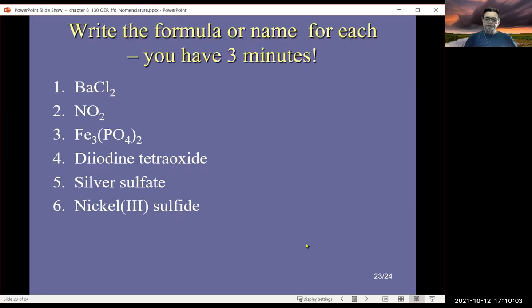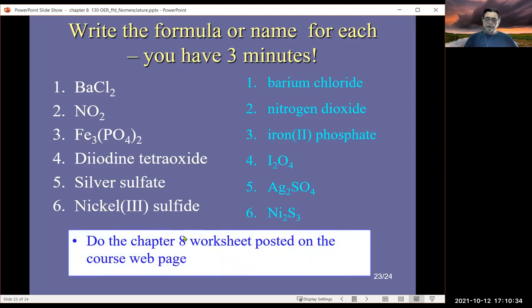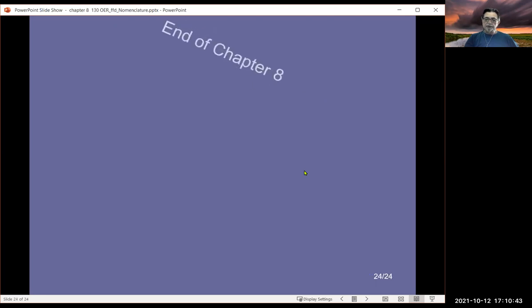Try these. See if you come up with what I got there. And if you don't, maybe on Thursday we can bring them to class and go over them. So: barium chloride, nitrogen dioxide, iron(II) phosphate, I2O4, Ag2SO4, and Ni2S3. Here's the formula, so work them through and see if you can come up with the same thing. Like I stated, don't forget the worksheet. The worksheet is very helpful with respect to doing a lot of these problems.